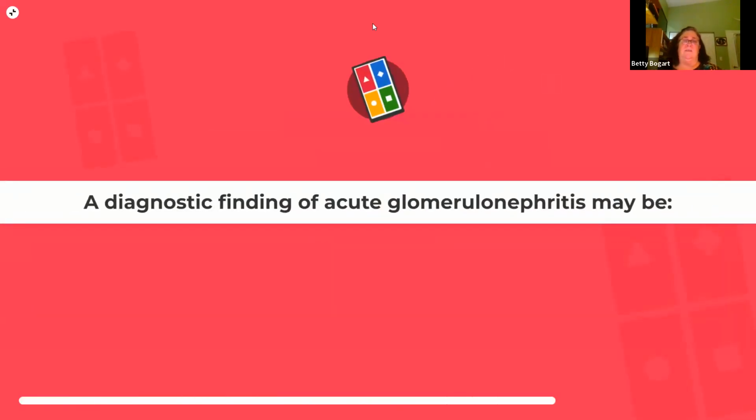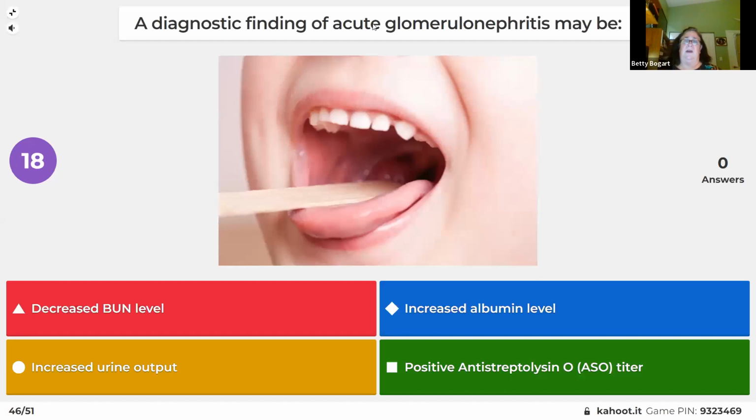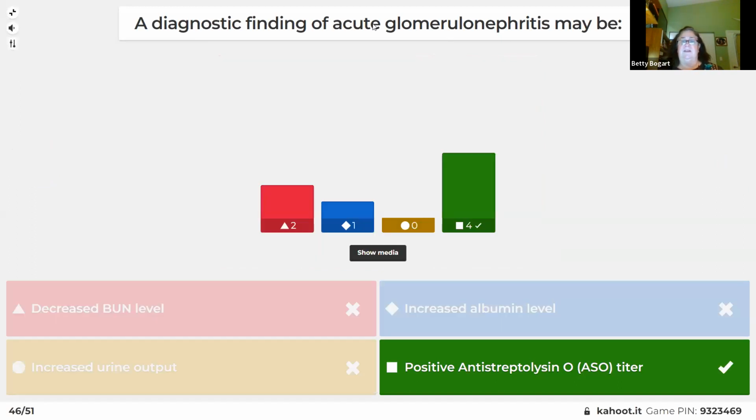A diagnostic finding of acute glomerular nephritis may be what? What is acute glomerular nephritis caused by? And it's the positive antistreptolysin titer, the ASO titer. If you look at ASO, it has strep right in the middle of it, and that's telling you there's strep in the body.